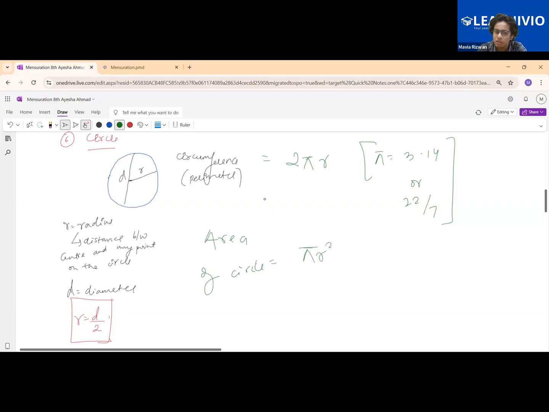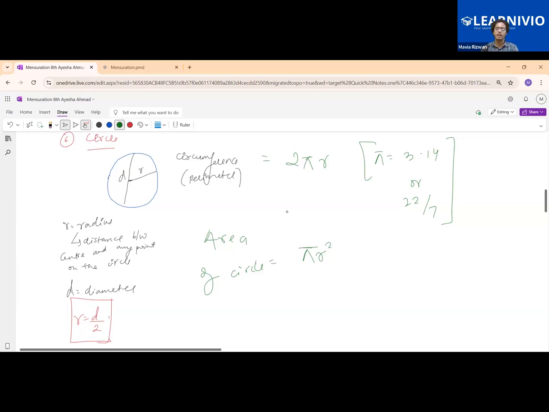But circumference is equal to 2 pi r, right? Circumference is perimeter only. Circumference is another name for perimeter. Okay. So now the area of a circle is given by the formula pi r square. Nothing more to do, the 2 just goes up as a square, understand this. So the area of a circle is now given by pi r square.